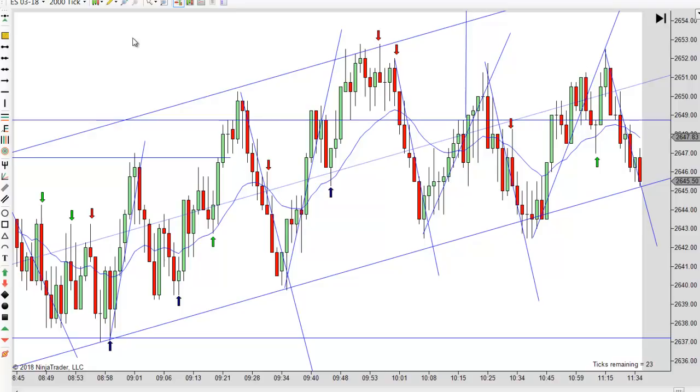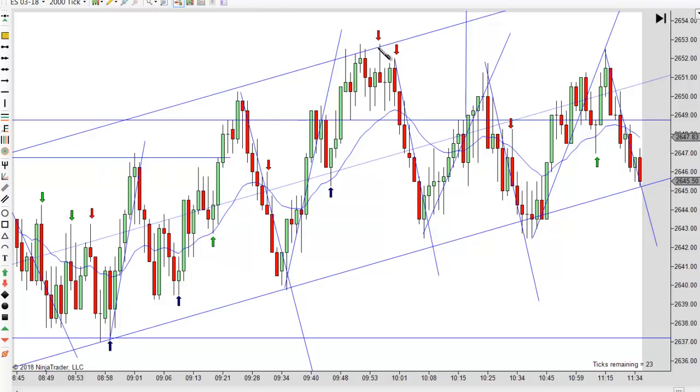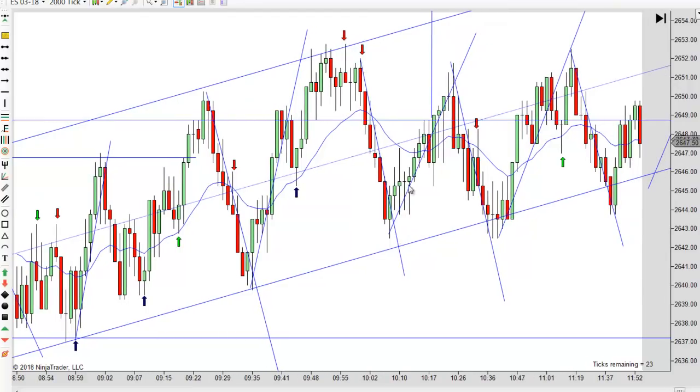I don't know what's happening to my thing. It's not giving me my arrow. I'm trying to put it on there anyway. But you'll look for a measured move here. Basically measuring from here to here and then putting it here. And you can see we ended up bouncing off the trend line, so it didn't really matter.